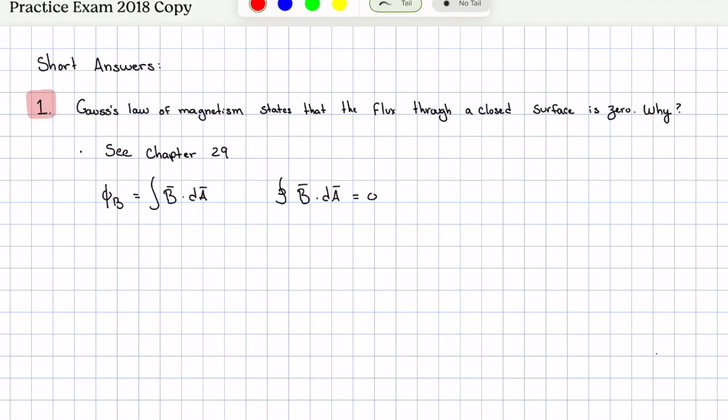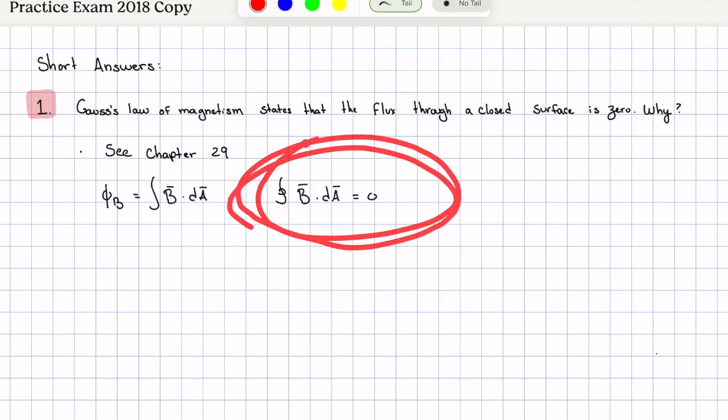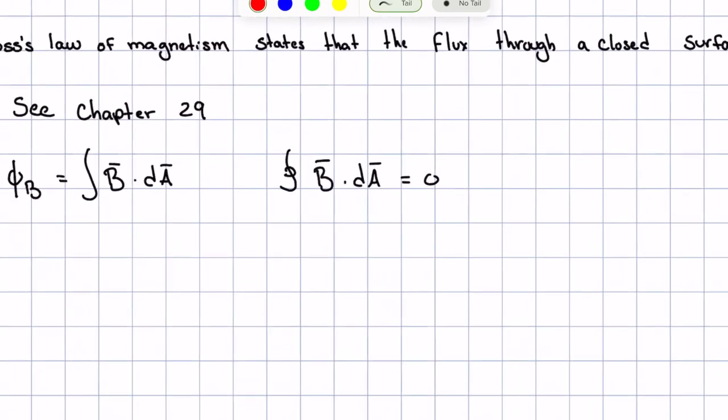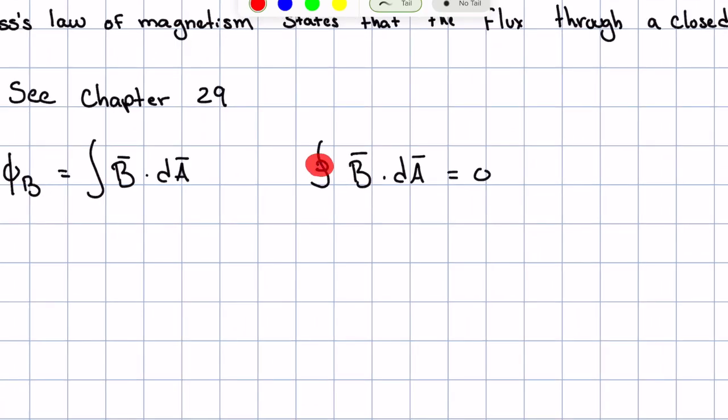So question 1 says, Gauss's law of magnetism states that the flux through a closed surface is zero. Why? This is the equation that we're looking at here, where the key difference is that we have this little circle here. A closed surface would be something like a sphere or a cube. A circle is not a closed surface. A straight line, not a closed surface.